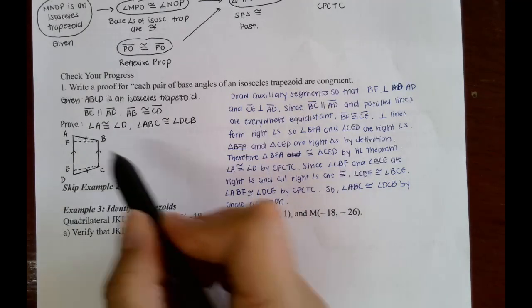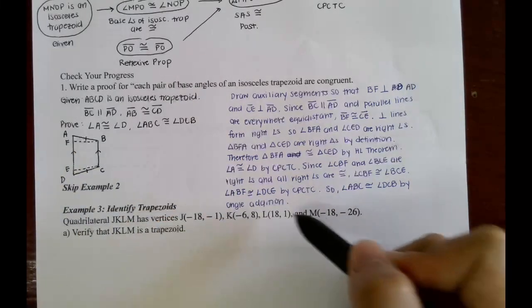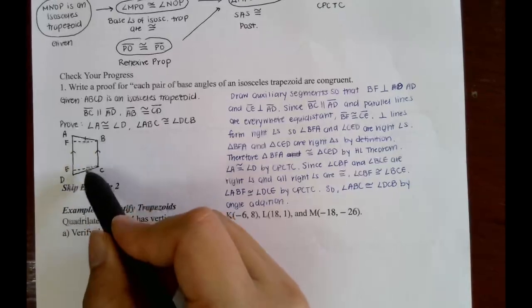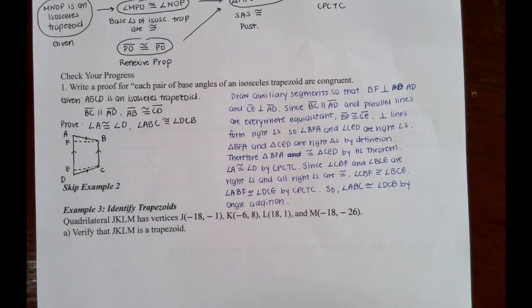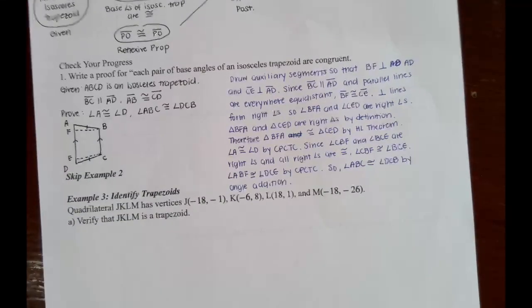So as a result, when I add these two together and add these two together, they are also congruent by angle addition. Since if these two are the same and these two are the same, when I add this and this and this and this, they should be equal. And there you go. We're going to skip example 2 because it's not really a great example, and we're going to move on to example 3.